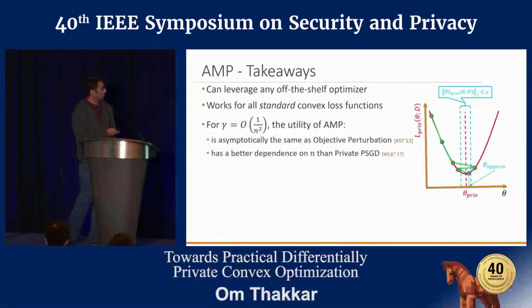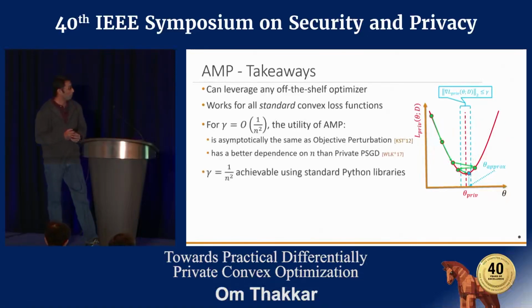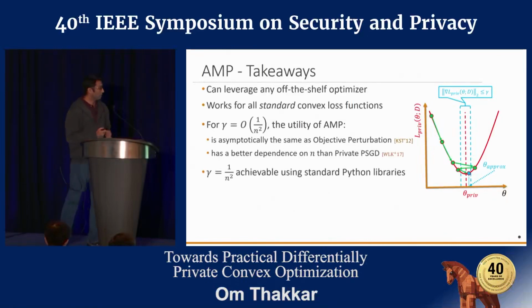So you have to set gamma small enough to obtain this guarantee. What we see in our experiments is that gamma equal to 1 over n squared is very easily achievable, and like only using standard Python libraries. So you can hope for much smaller gamma as well.